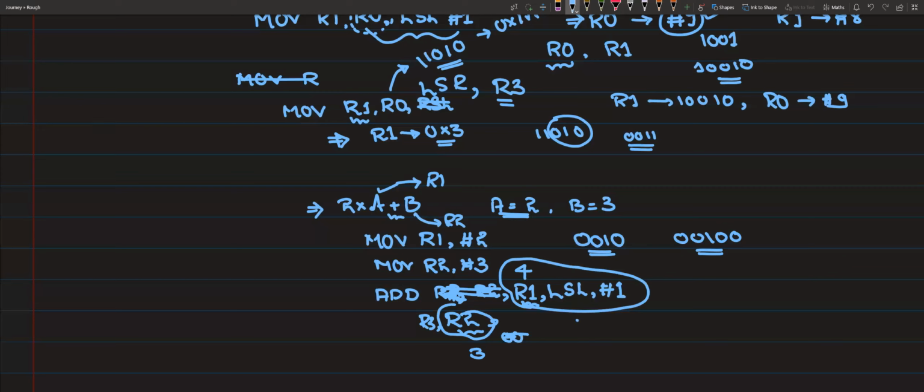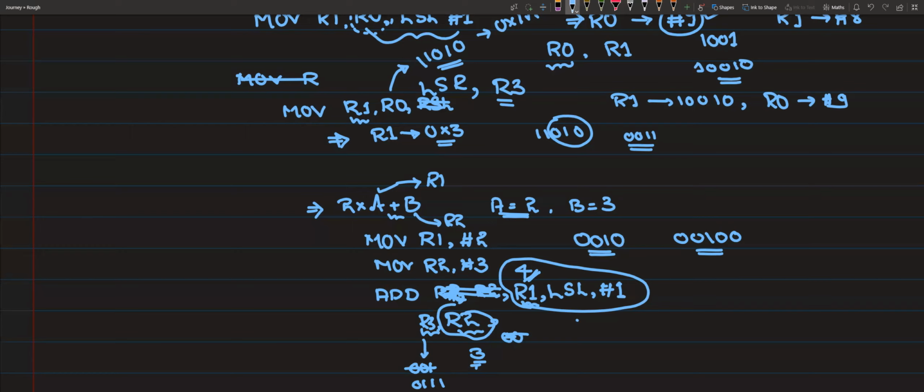Correct? Yes, sir. Yeah. So it will add. So you shifted, so it became 4. So you have already 3. So 4 plus 3 will be stored in R3. That is 7. So 0111 would be stored in add. 0111. Correct. Yeah, sir. Okay. This way you have to write the program. Yeah, got it, sir.